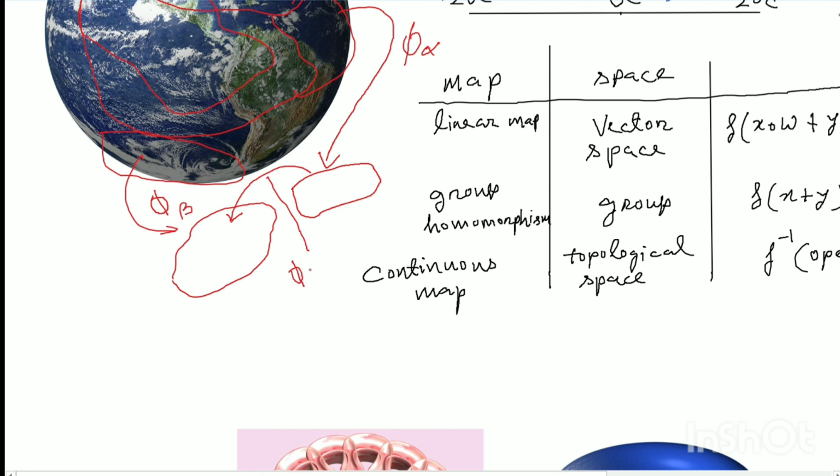So now we discuss the definition of a manifold.